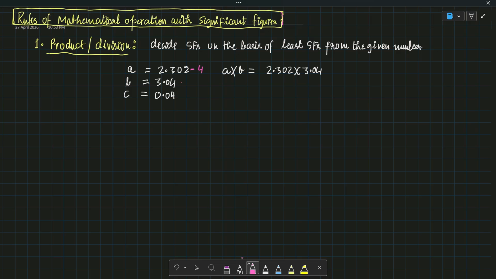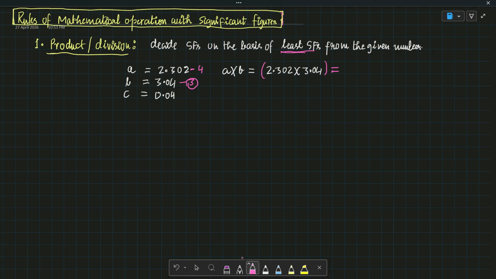The significant figure for this one is 3. So when a into b is multiplied, the result can have only 3 significant figures, so we will take only 3 significant figures. This is the meaning of it. The least significant figure from the given numbers decides the product.